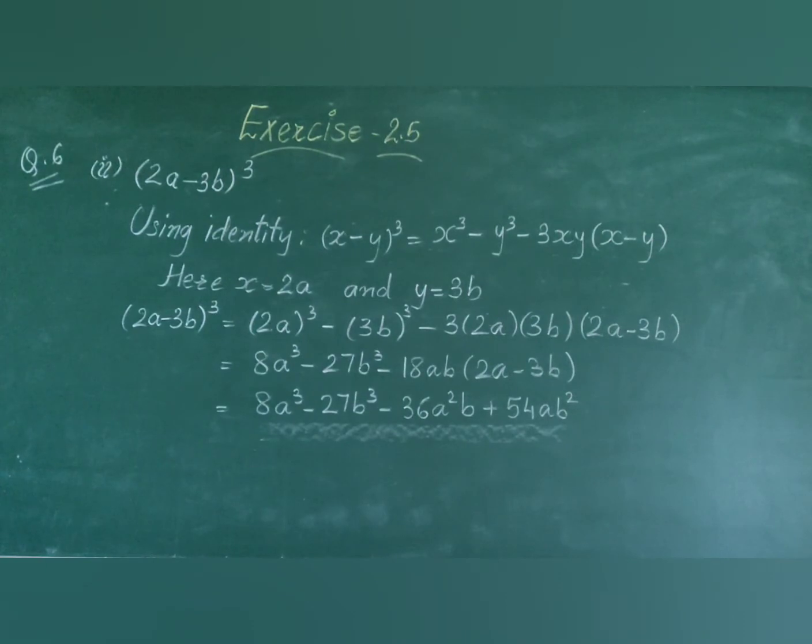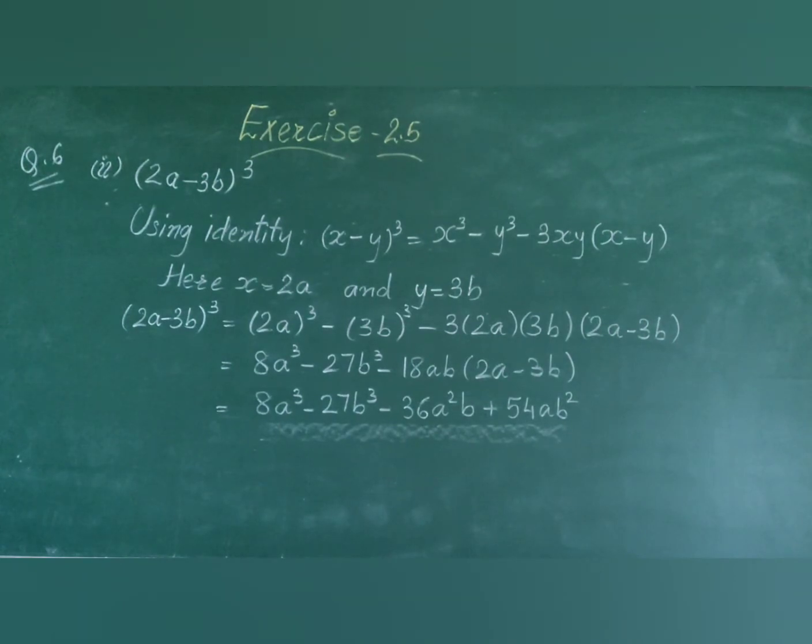Solving further, we will get 8a cube, because cube of 2 is 8 and cube of a is a cube, minus 27b cube, as cube of 3 is 27, 3 3s are 9 and 9 3s are 27, and cube of b is b cube, minus, first we multiply the numbers, so we will get 3 into 2 into 3, that is 3 2s are 6 and 6 3s are 18, and a into b, that is ab, so we will get minus 18ab into (2a - 3b).